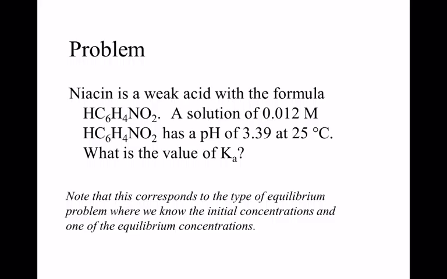Okay, so it says that we have a solution that is, when they prepared it, 0.012 molar of that weak acid, HC6H4NO2. Okay, they prepped it like that. Now, to a certain extent, that ionized according to this equilibrium. Then they went ahead and said, well, this solution has a pH of 3.39. Acidic? Well, I hope so.